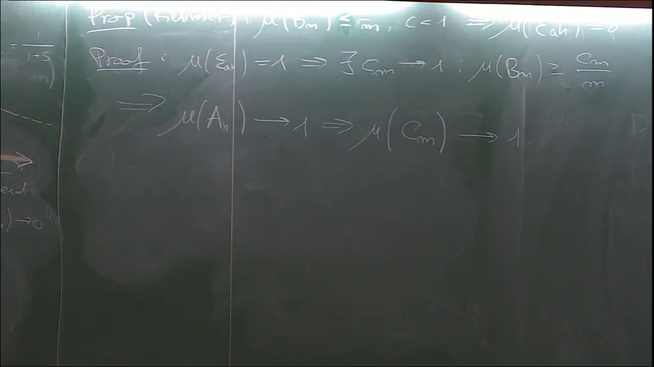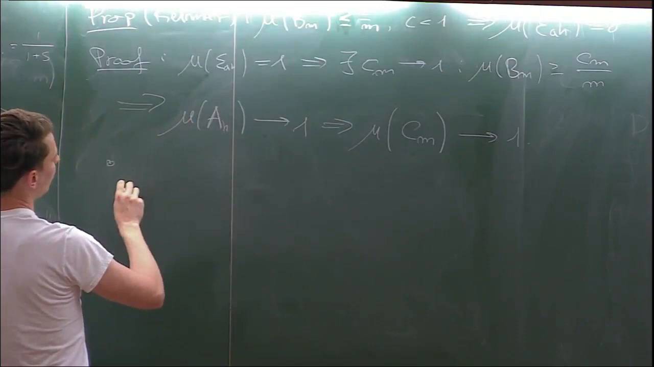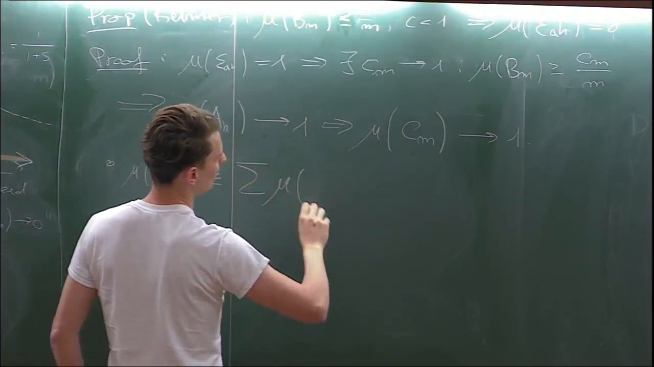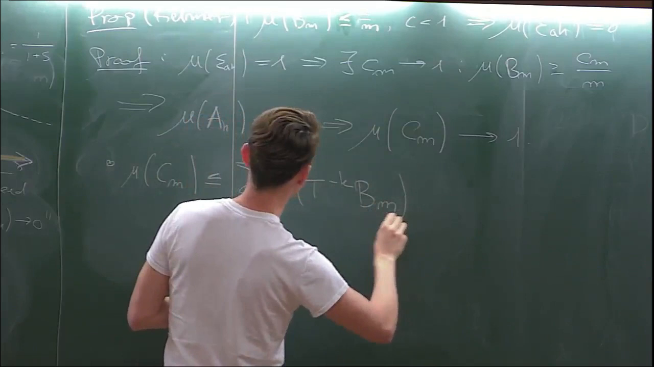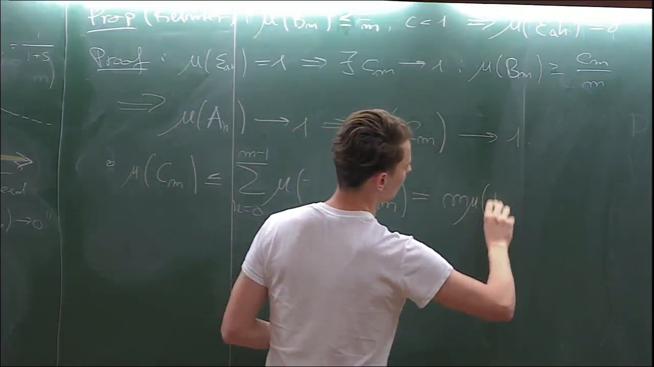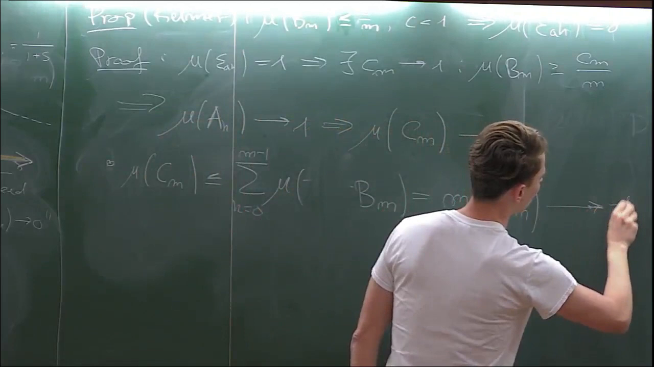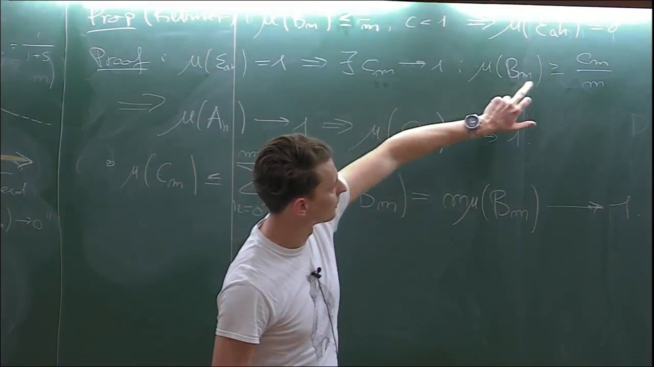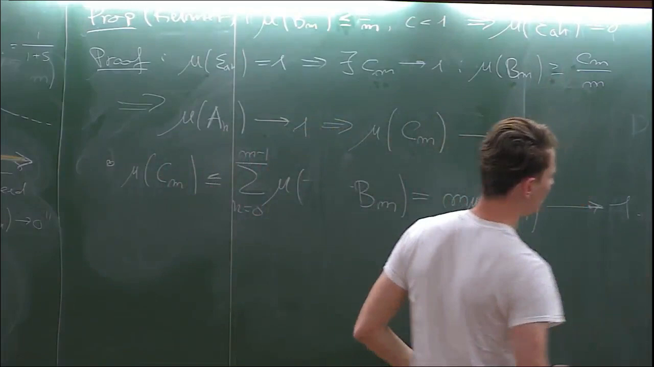So the measure of C_m is something we can work with. The measure of C_m is less than or equal to the sum of the measures of T to the minus k of B_m, from k equal to 0 up to m minus 1. But it's a measure-preserving system, so we can just throw away the pre-images. Then we have here m times mu of B_m. This must go to 1. That can only happen if we have such a sequence such that the measures are larger than c_m over m. So that actually already proves this result.